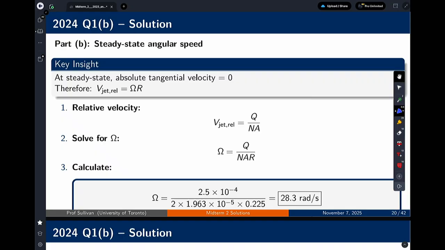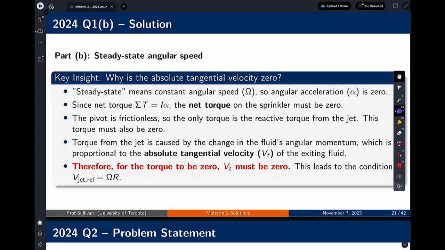The relative velocity is going to be Q times the number of jets over area and radius. If you put that together, you end up with 28.3 rads per second. And I still want to sort of hold off on some things.